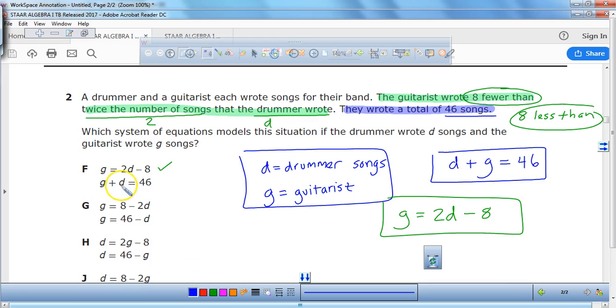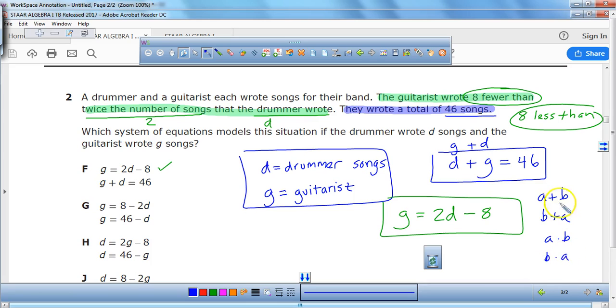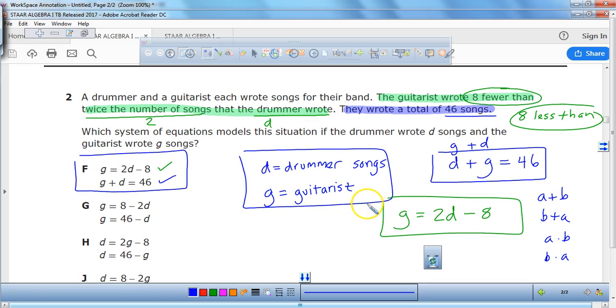And G plus D. Oh, by the way, G plus D is the same as D plus G. All right, that's called the commutative property. Commutative property states that A plus B is the same as B plus A. Okay, just like A times B is the same as B times A. So that works with addition and multiplication. It does not work with subtraction and division. Okay, but that is also the same one. So our answer looks like it's going to be answer choice F.